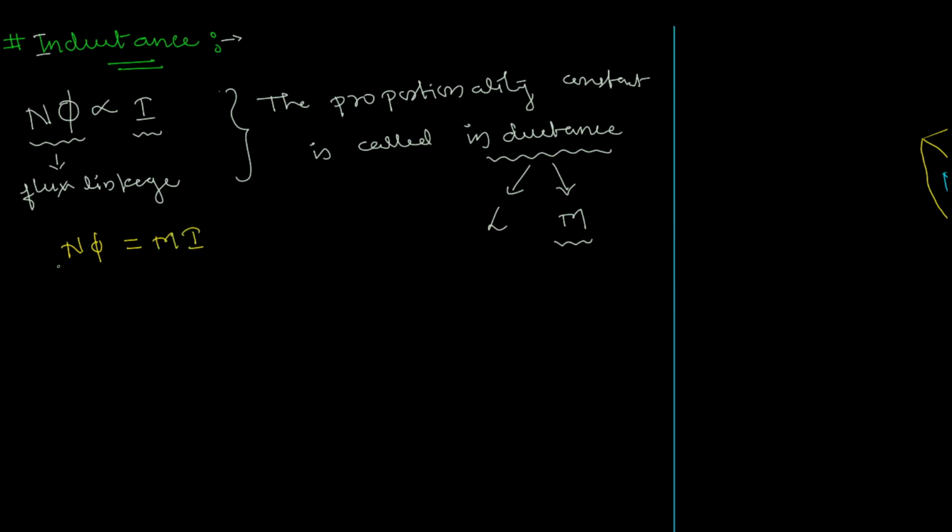So N is basically the number of turns, phi is the flux through each turn, so the total flux N phi is directly proportional to M, the inductance, times the current in the coil.